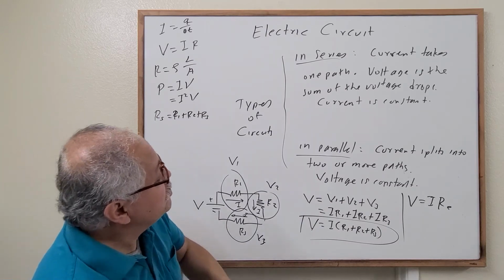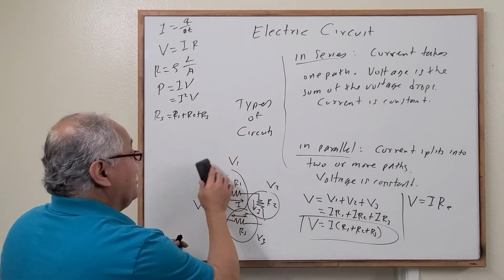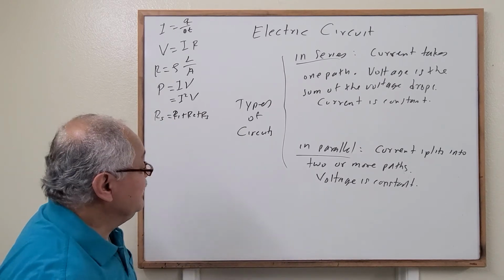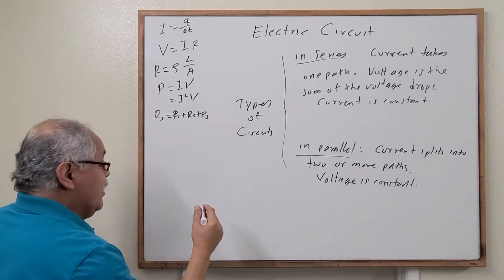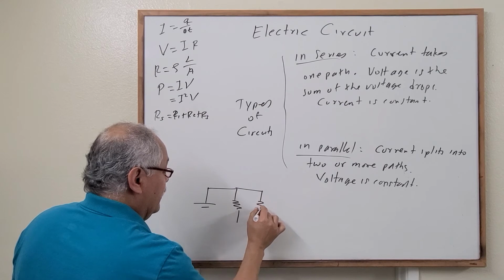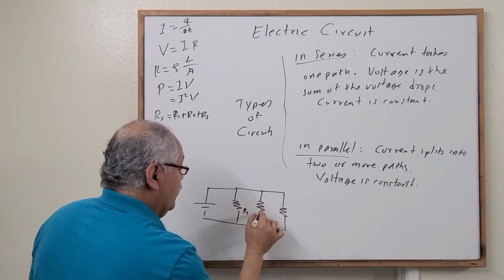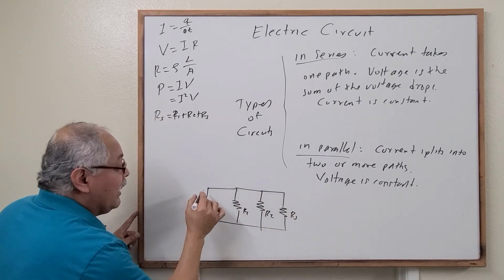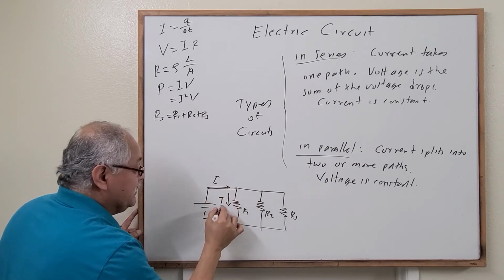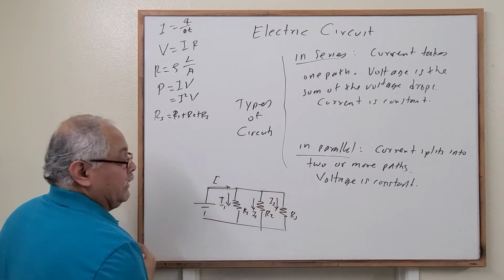Perfect. Now let's go to circuits in parallel. For circuits in parallel, this is the classical one. We have the voltage, we have resistor 1, resistor 2, resistor 3. Okay, this is R1, R2, R3. The total current is split by these three paths. This is current 1, current 2, and current 3.